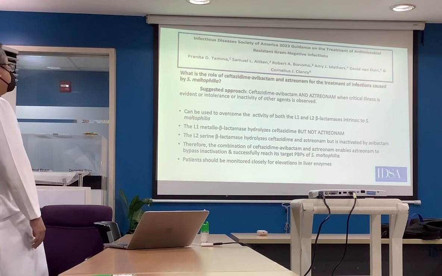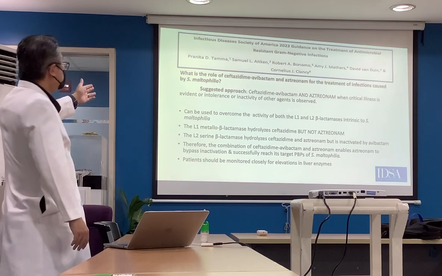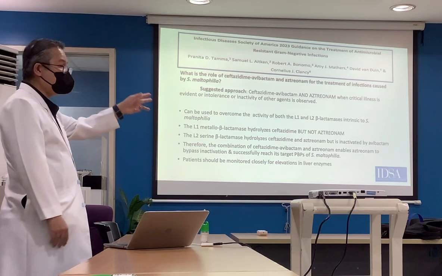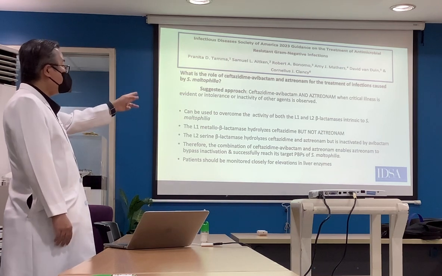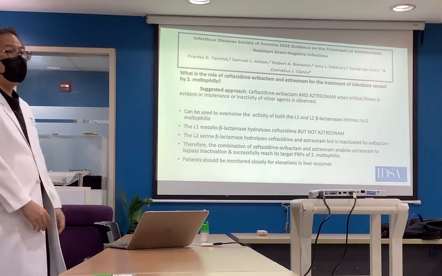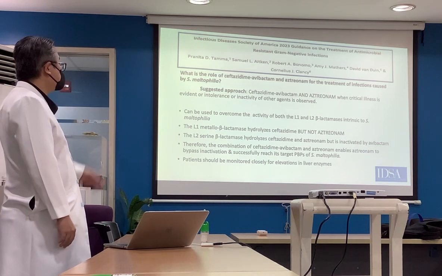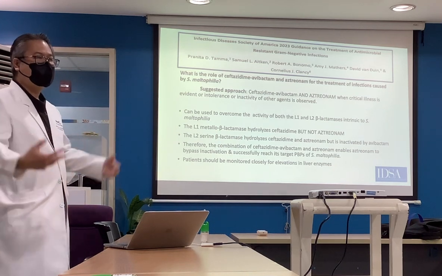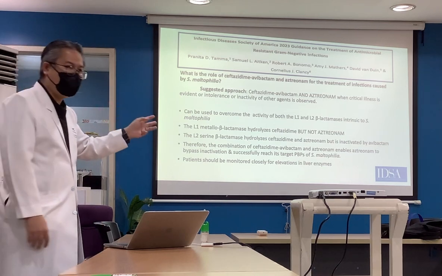Okay, and these are the reasons, no? Basically the same as the principle from the others. It can be used to overcome the activity of both L1, L2 beta lactamases intrinsic to Stenotrophomonas maltophilia. The L1 MBL hydrolyzes ceftazidime, but not Aztreonam. So again, may nakuha na namang role si Aztreonam. While the L2 serine beta lactamase hydrolyzes ceftazidime and Aztreonam, but is inactivated by avibactam. So the avibactam naman yung may role sa L2. No? Kaya savior siya ng dalawa.